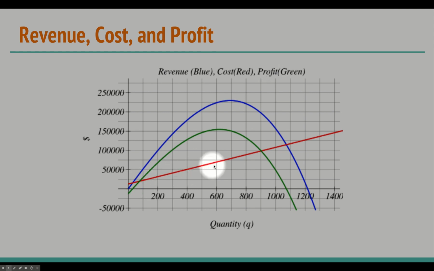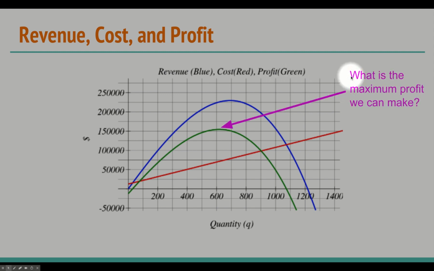The cost curve in red is a linear function that corresponds to the equation that we saw in one of the previous slides. But we will have to build the revenue curve, which is here in blue, and we will also have to build the profit curve, which is here in green. This graph tells us the relationship between the quantity that is sold or produced and the amount of dollars of revenue, cost, and profit. In the project, we're going to be looking at the important question, what is the maximum profit that we can make?